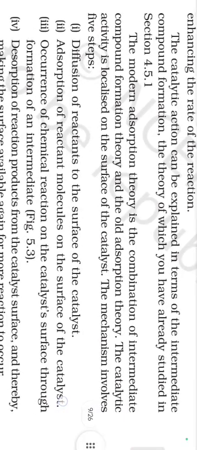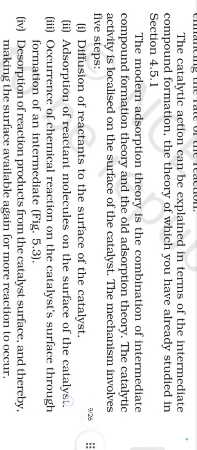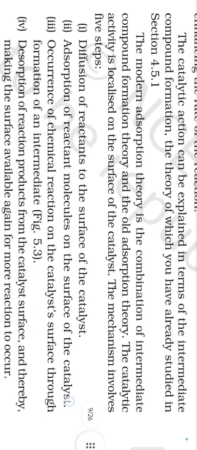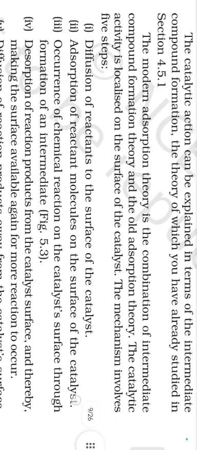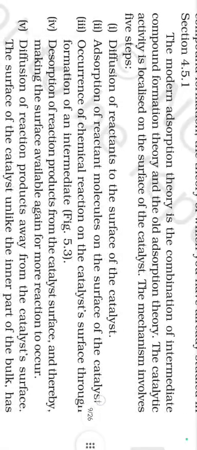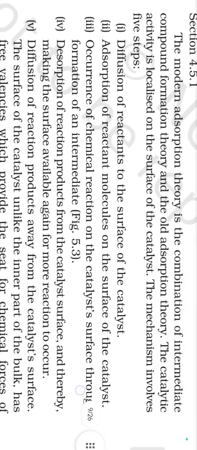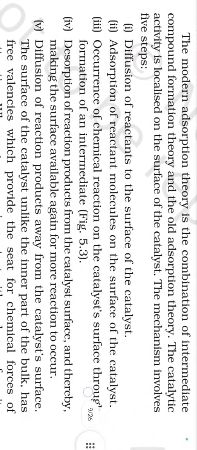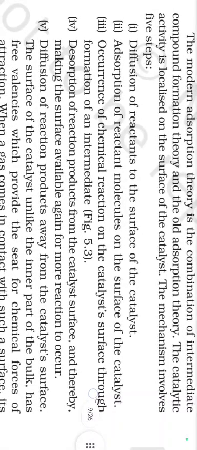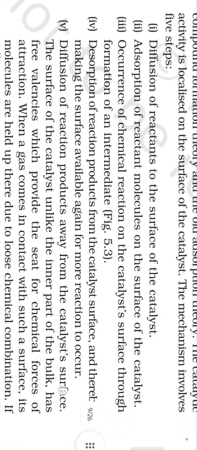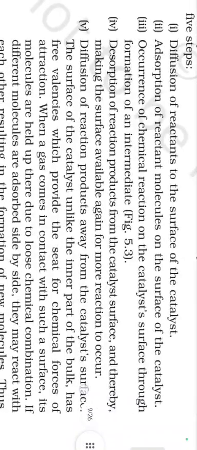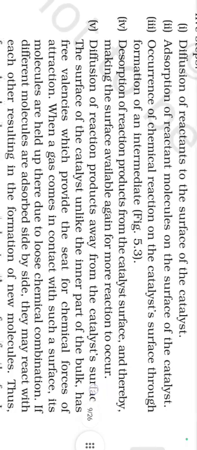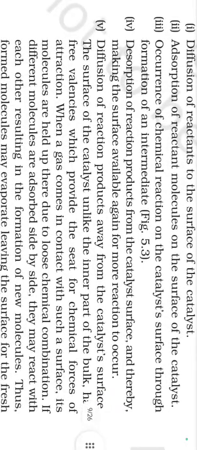The catalytic action can be explained in terms of the intermediate compound formation, the theory of which you have already studied in section 4.5.1. The modern adsorption theory is the combination of intermediate compound formation theory and the old adsorption theory. The catalytic activity is localized on the surface of the catalyst. The mechanism involves 5 steps. First, diffusion of reactants to the surface of the catalyst. Second, adsorption of reactant molecules on the surface of the catalyst.